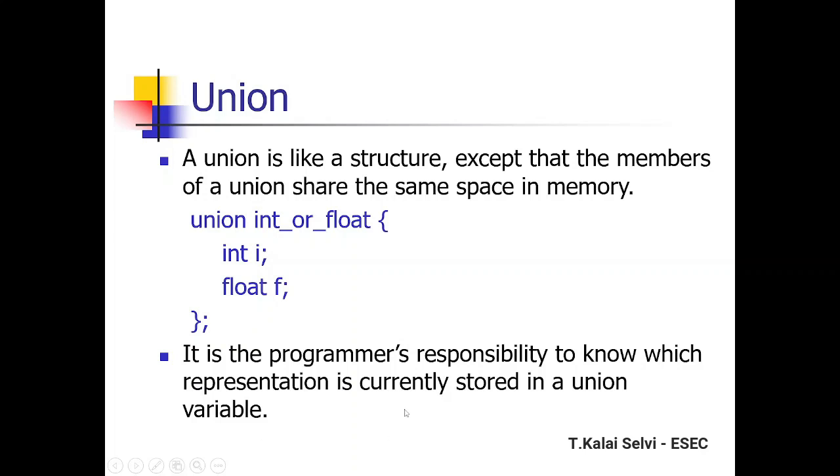So it is the programmer's responsibility to know which representation is currently stored in a union variable. Depending upon the maximum size of the data members, that much memory space will be allocated for the union. This is one of the major concepts we have to understand, and this is the major difference between structure and union. A union is allocated a single memory space. All the union data members share the same space, whereas in a structure each and every data member has its own memory space.